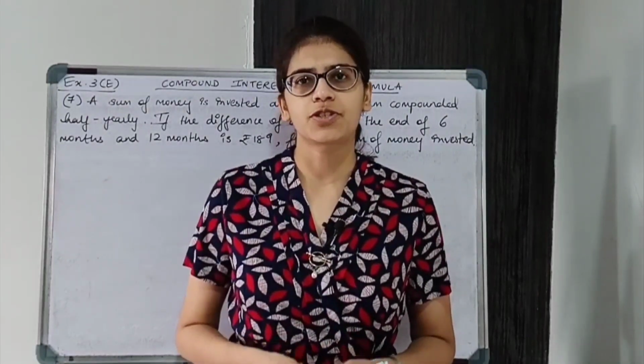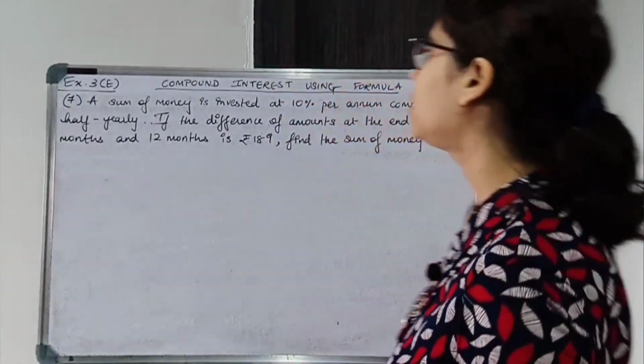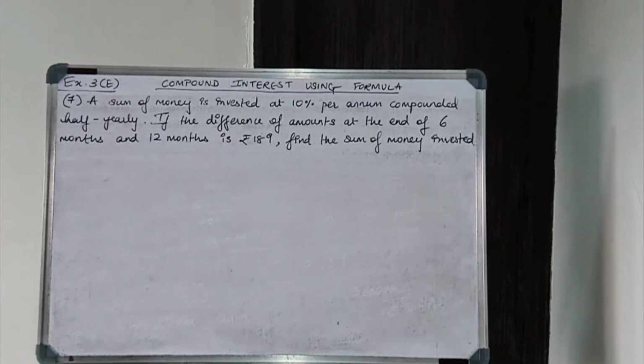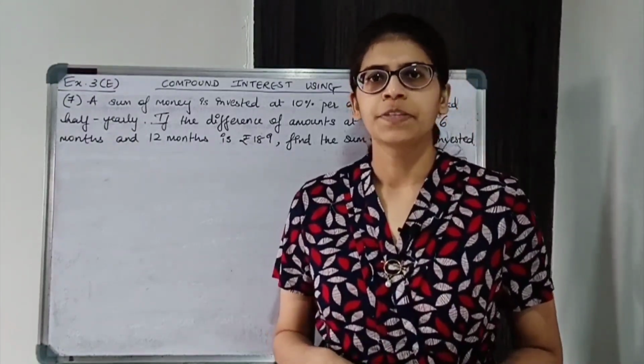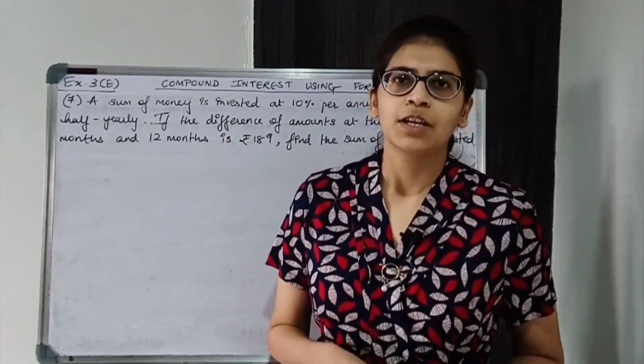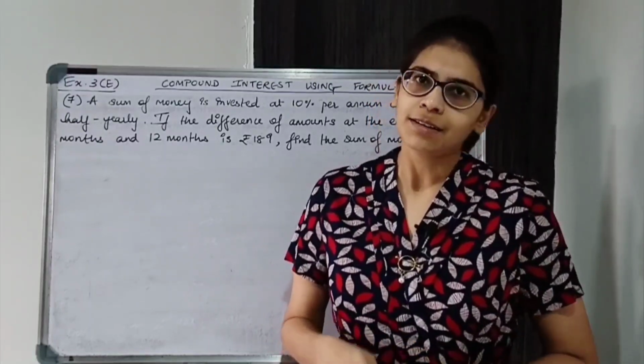Moving on to the next question. Question number 7. A sum of money is invested at 10% per annum compounded half yearly. If the difference of amounts at the end of 6 months and 12 months is rupees 189, find the sum of money invested. So there is a certain sum of money invested which we need to find. Sum of money is nothing but principal. So let's say the principal is x rupees.